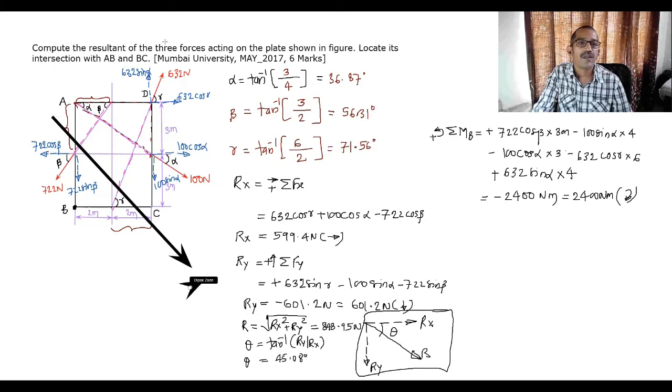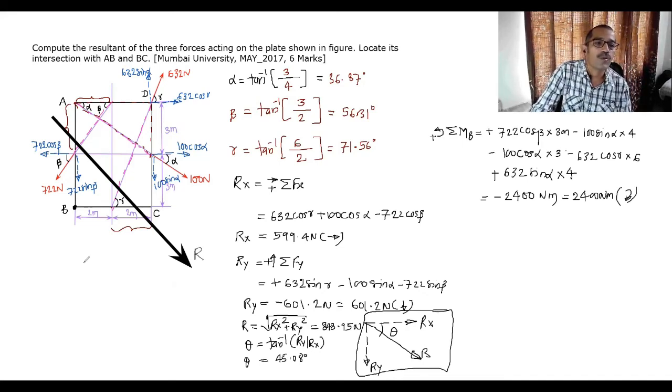Now if this is represented as the resultant, this is R, and its inclination, you know, is theta. So the moment of this resultant about point B is clockwise. That means there is no problem. Now, where does this resultant cut the x axis? At this point. This is the location.